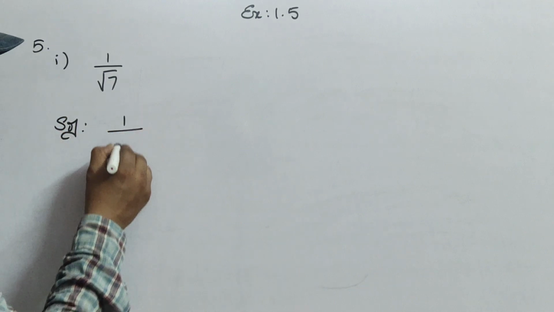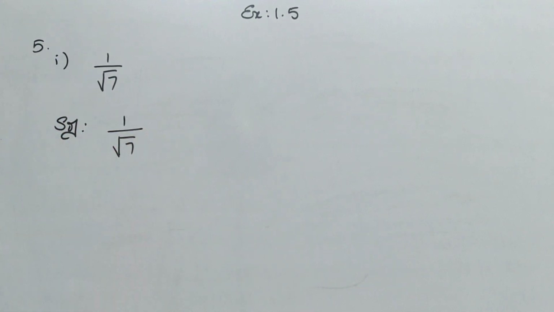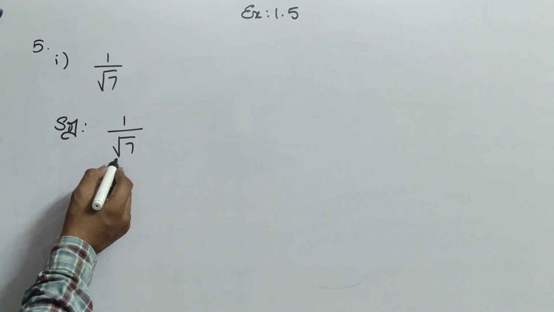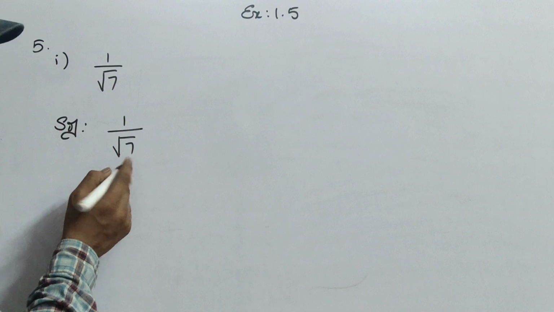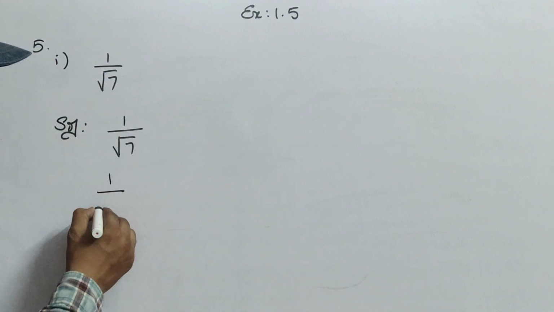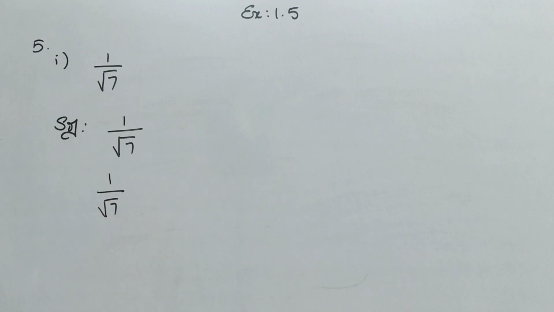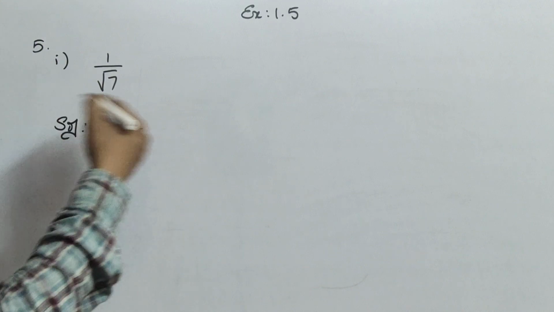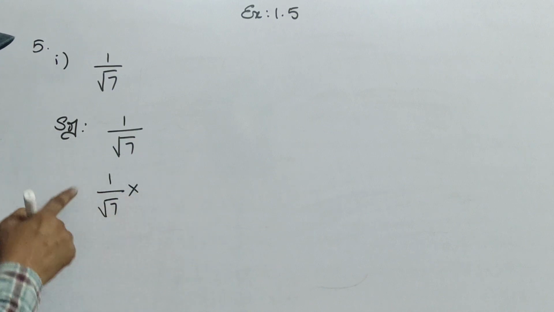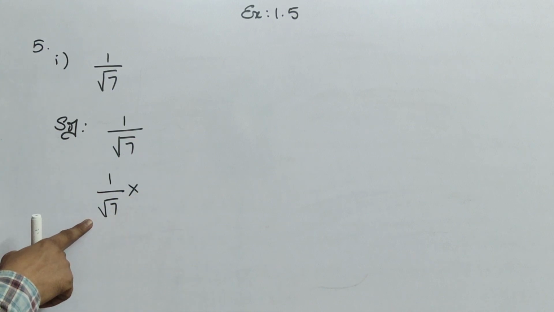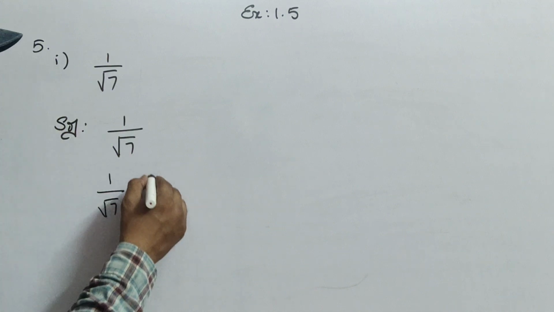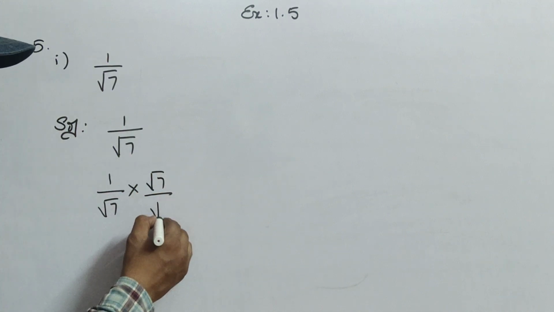1 by root 7. When any combination of plus and minus is not given, you can do it directly. So 1 by root 7. I am just explaining, and I will do the sum again. 1 by root 7: you have to multiply this fraction with root 7 by root 7.